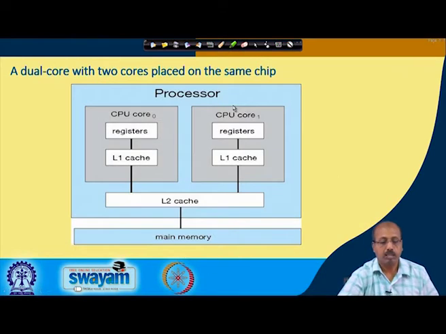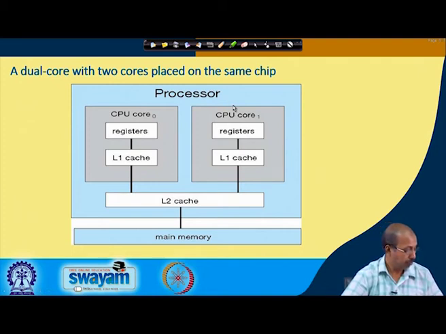A dual core system, there is an example given here. We have got core 0 and core 1. We have got these L1 caches. There are two levels of caches that we have, this L1 cache and L2 cache.